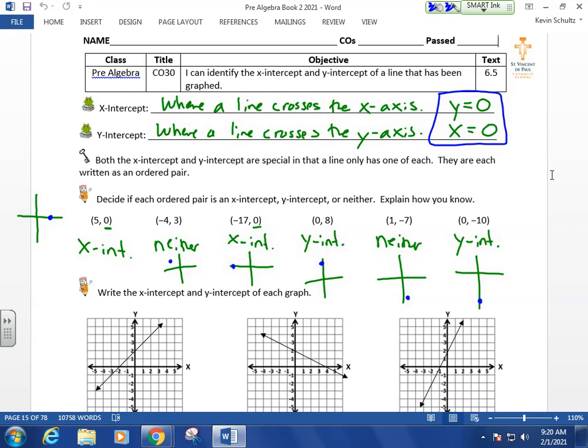So given an ordered pair, like I said, you can use that y always equals 0 for the x-intercept and x always equals 0 for the y-intercept to help you identify which it is, or visualize it, or just draw a quick coordinate plane and plot it. Is it on the x-axis, is it on the y-axis, or is it out in space? Questions on this so far?